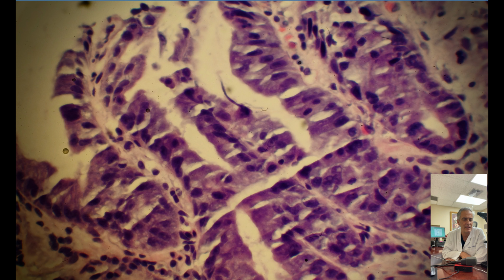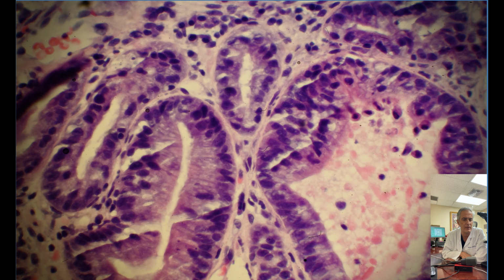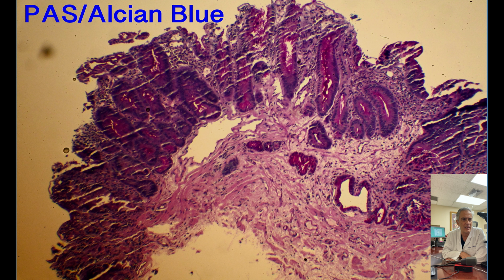high-grade dysplasia, but a little bit of pleomorphism, nucleoli occasionally prominent, some dilated glands with necrotic debris in the lumen. I did a PAS Alcian Blue stain trying to find goblet cells, no blue cells, no goblet cells.